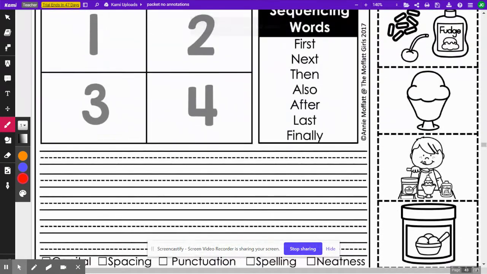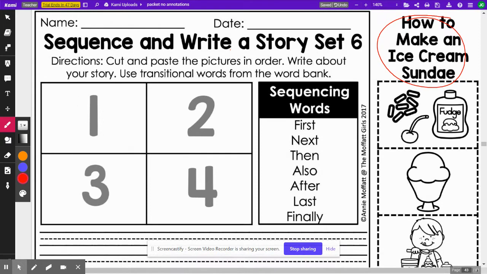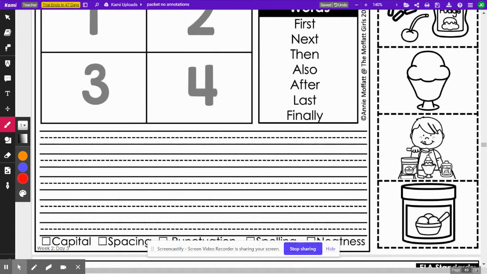So what's the first thing we need to do if we want to make a hot fudge sundae? It says how to make an ice cream sundae. It also says we're supposed to use transitional words from the word bank. That's these words right here. Now, you don't have to use all of them, but you should use some of them. Remember, we're writing a story on how to make an ice cream sundae. What's the first thing we need to do?